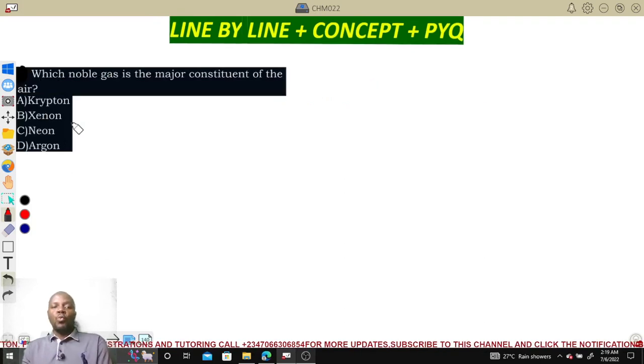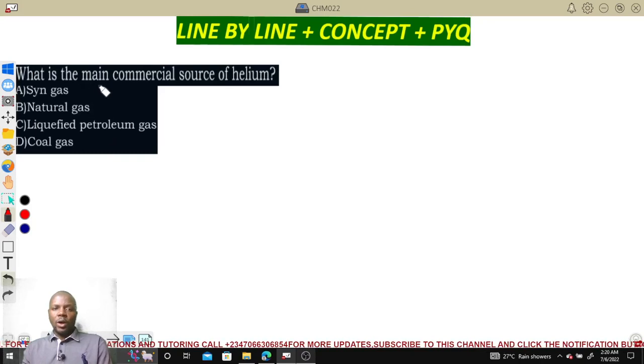Now, about this, we have which noble gas is the major constituent of air? I talked about that. Argon is present in the air and is a major constituent. It's all what is found in the atmosphere. The next one. What is the main commercial source of helium? Commercial source of helium, I told you, is what? Natural gas. I talked about that too in the concept explanation. So I don't need to waste time on doing all these things. I think you guys can see the way to answer a question line by line.